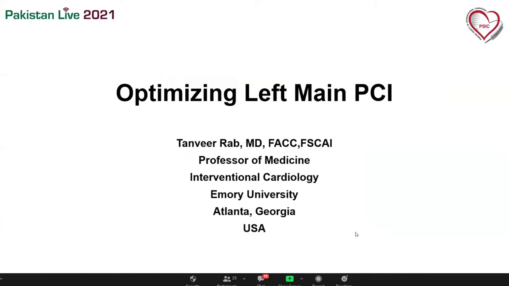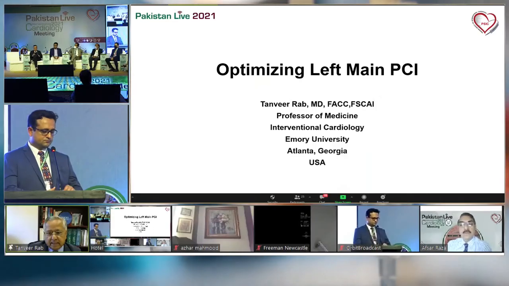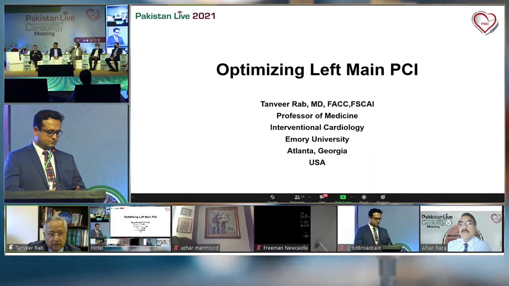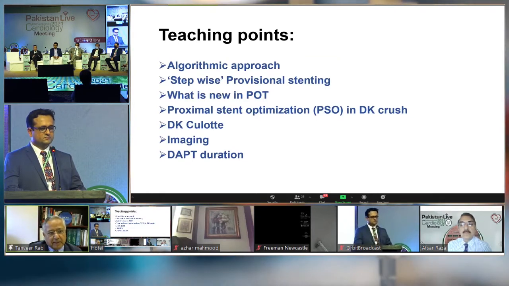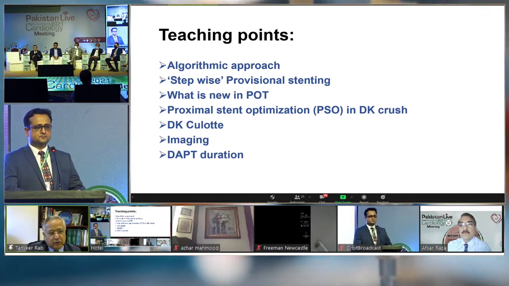The topic given to me is optimizing left main PCI. I'm a professor at Emory University in Atlanta, in interventional cardiology. I also sit on the guidelines committee of the ACC/AHA, and in the publishing group for ACC, and also the ABIM exam committee. The teaching points for this presentation are an algorithmic approach to left main stenting, stepwise provisional stenting, what is new in POT, proximal optimization (POT) and DK crush, the techniques of DK culotte, imaging and DAPT duration.